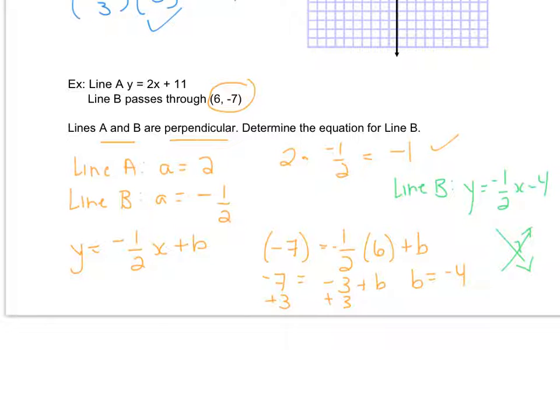The next 2 pages in your notes booklet, parallel and perpendicular lines continued, as well as intercepts of the linear function. So the next 2 pages are yours to do as examples.